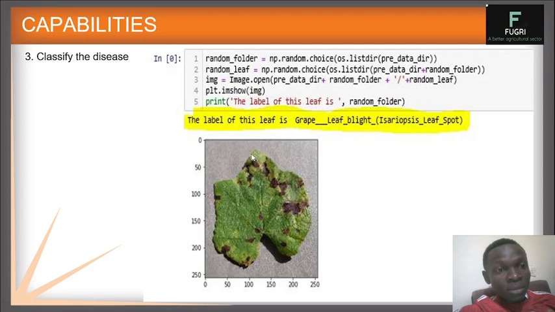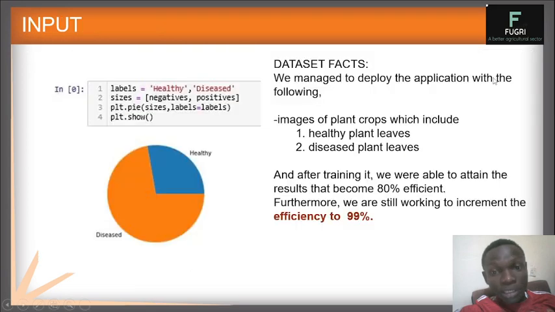Now the input, the dataset facts: we managed to deploy the application with images of plant crops which include healthy plant leaves and diseased plant leaves. Earlier we deployed the application with few images, and that's why in the earlier presentation we said that you are able to attain 67% efficiency. But currently we have increased the number of images, that is, we have increased the amount of input, and this has resulted in 80% efficiency. So it's an advantage to us.